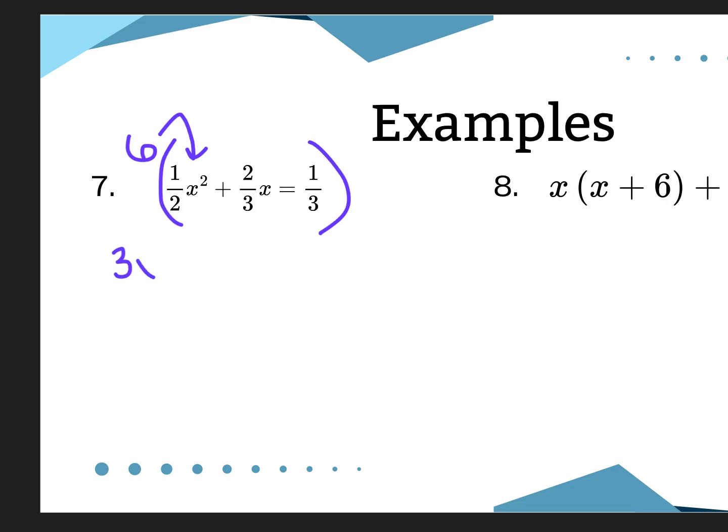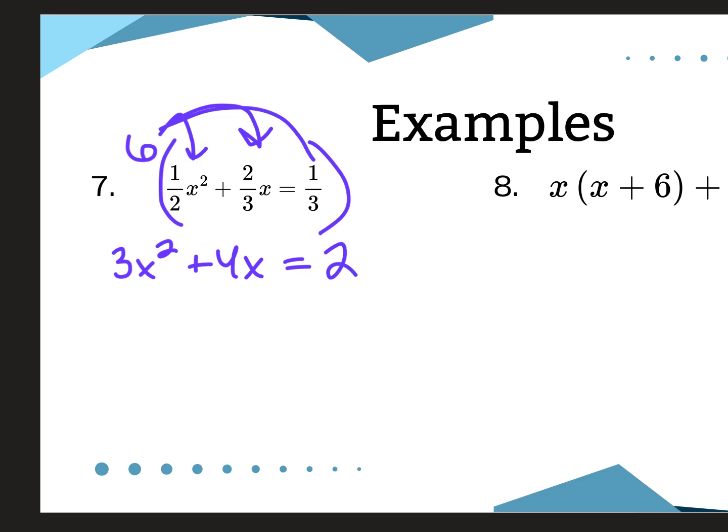So I have 3x squared. Now I'm going to take this 6 and multiply here. What is 6 times 2? 12 divided by 3 is 4. So plus 4x equals 6 times 1 is 6, divided by 3 is 2.